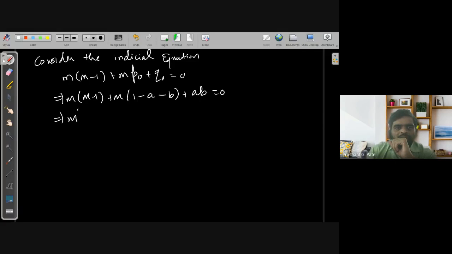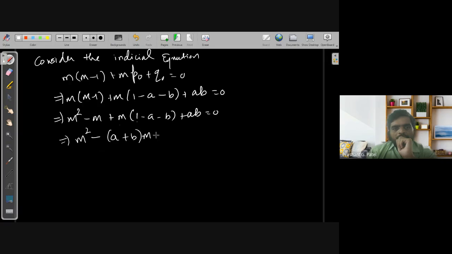So hence this is m square minus m plus m into 1 minus a minus b plus ab. And you just observe that this minus m, and when you multiply this m to this one, it will be plus m, so it will get cancelled. So it is m square minus (a plus b) into m plus ab equal to 0. This is what we got by simplifying this.